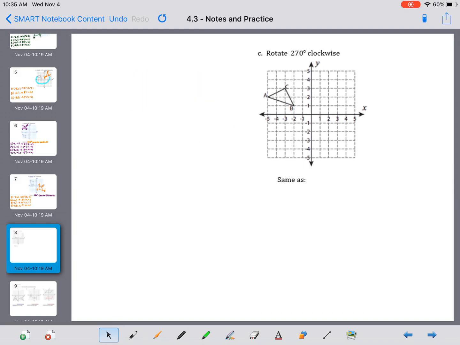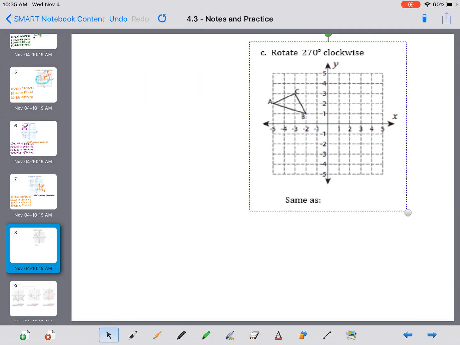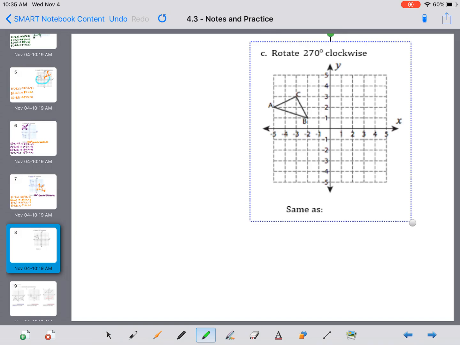You can probably have figured out what a 270 clockwise rotation is. Again, if we rotate clockwise 270, that's 1, 2, 3 quadrants. Well, that's the same as a 90-degree counter. So a 90-degree clockwise is the same as 270 counter, and a 270 clockwise is the same as a 90-degree counter, so they're kind of opposites.